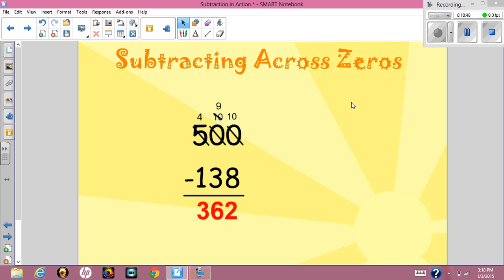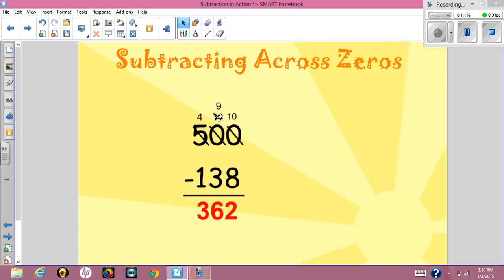Now here is the same equation, and we have simply used the common US method. We recognize that we do not have enough in the ones column. We don't have enough in the tens column. So we have gone to the hundreds.